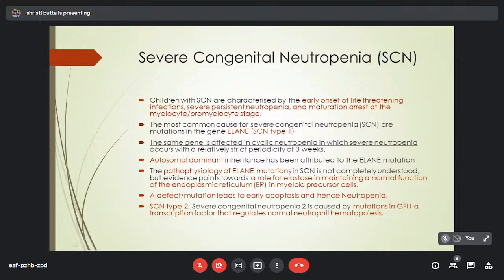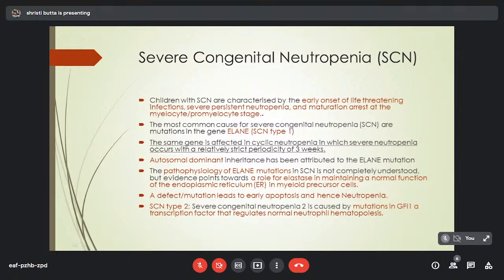Now, what is the role of the neutrophil elastase? Neutrophil elastase is very important because it helps in maintaining the normal function of the endoplasmic reticulum of the myeloid precursor cells. So any defect in this elastase would result in early apoptosis of neutrophils and subsequently a neutropenia.